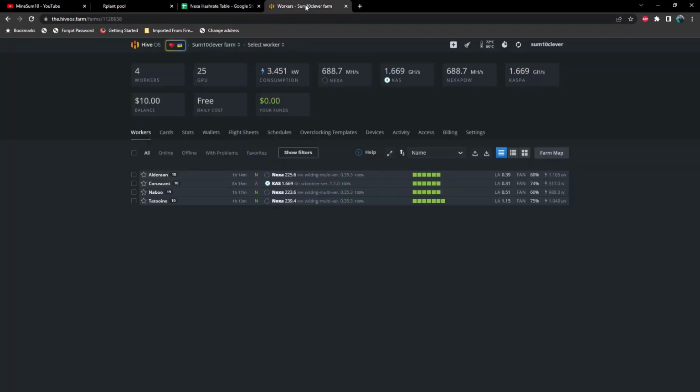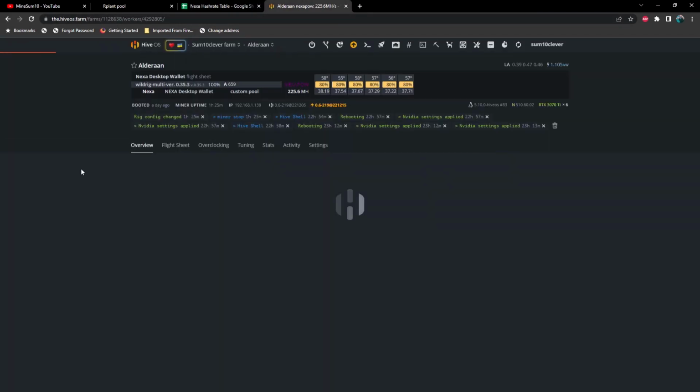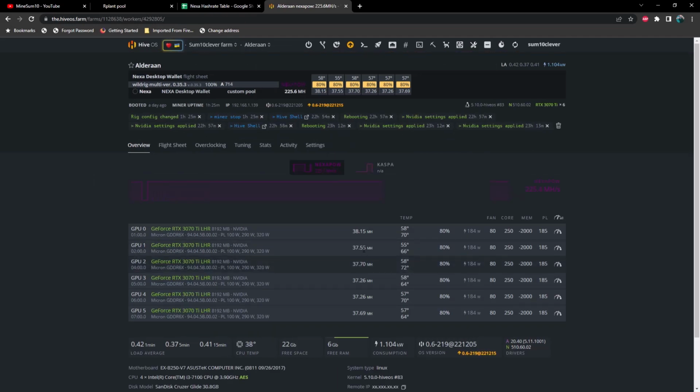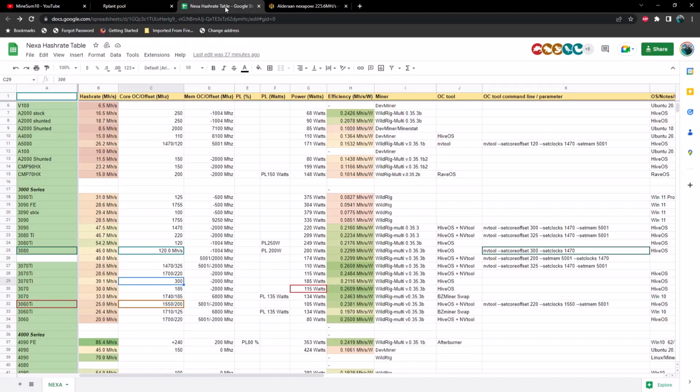Going back to the rig here, Alderaan with all the 3070 Ti's, we're sitting at about 38 mega hash at about 185 watts, and you can see my settings here. We're sitting at 250 on the core and negative 2000 on the memory, power limit set at 185. Now let's compare that against this hash rate table that we see here.